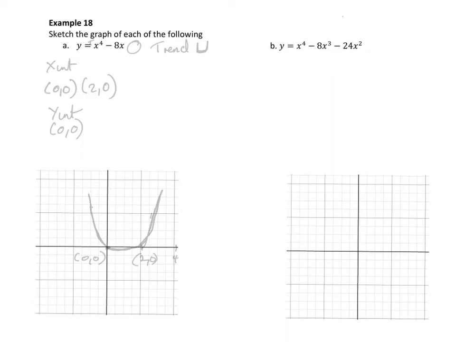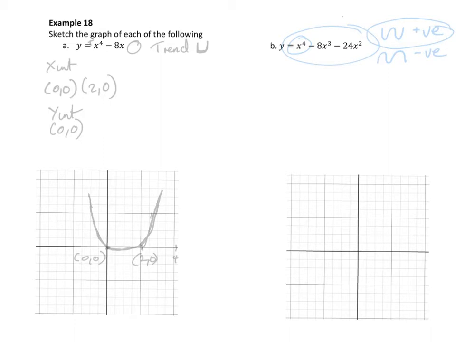Now, the next one, this is quite a complicated one. Not only was it complicated in terms of finding the x-intercepts, which we found in example 17, but in terms of drawing it, because it's in general form. The graph will either look like a W if it is a positive x to the power of 4, or an M if it is a negative x to the power of 4. So this is a positive x to the power of 4. We'll be looking at a graph something like this.